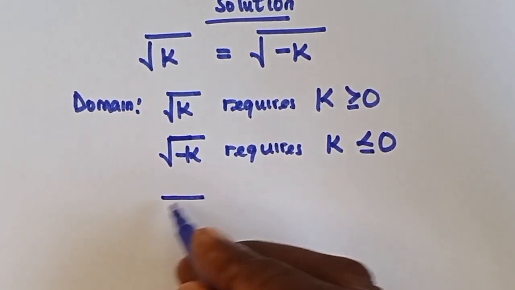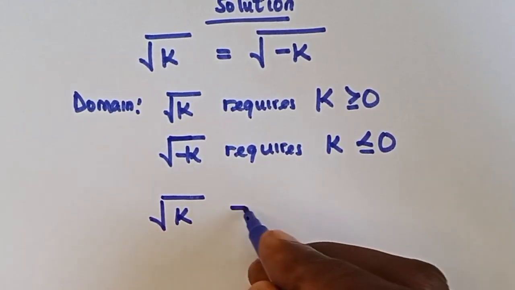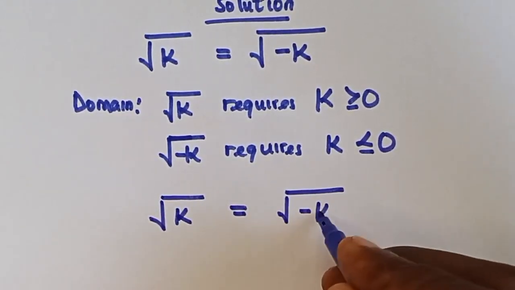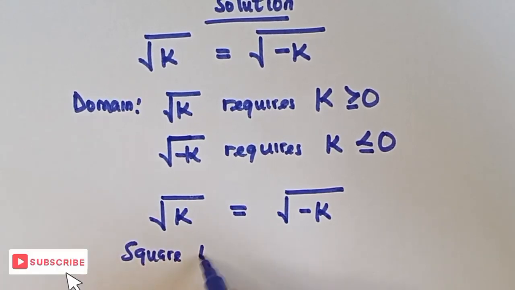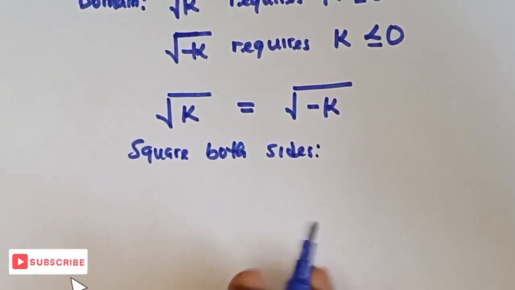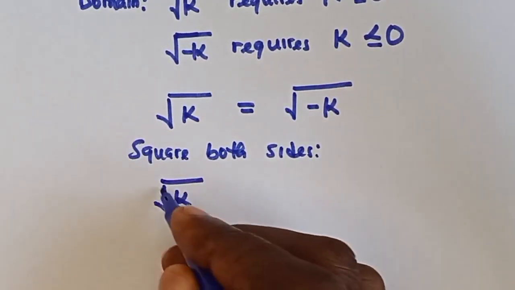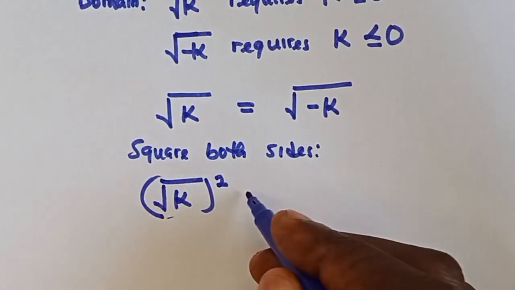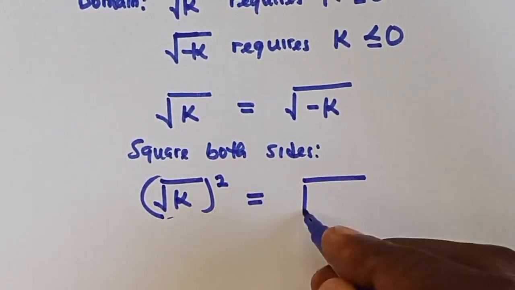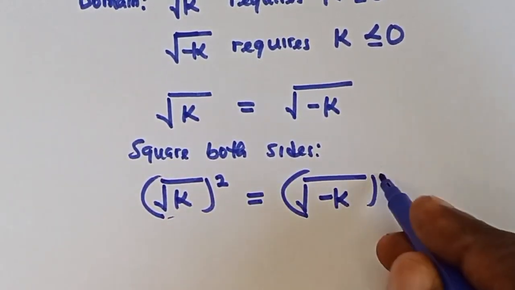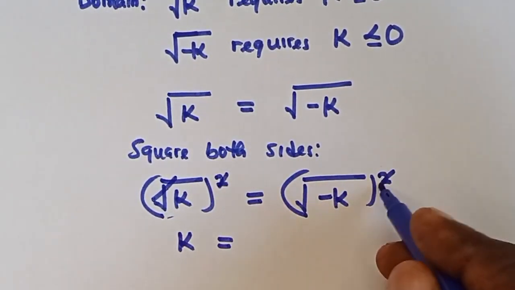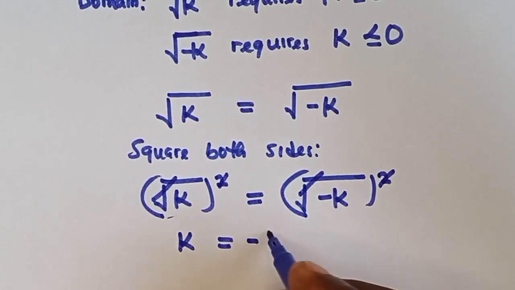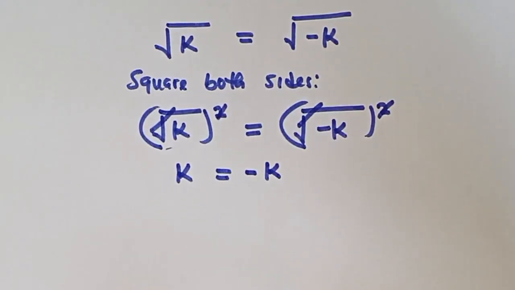Now let's go back to what we have. We have square root of k equals square root of minus k. Let's square both sides. Okay, so that means we have the square of square root of k, and then we have the square of square root of minus k. So the square cancels the square root. We have k equals minus k.